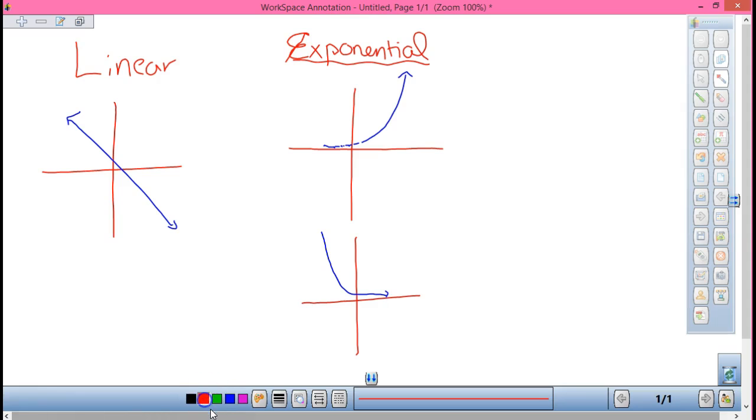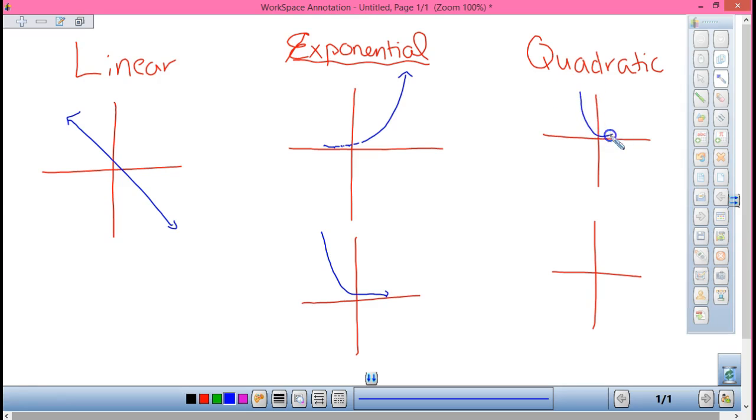Okay, and the third ones that we did were quadratic, and our quadratic graphs look like a what? Yep. And what shape do parabolas have? A U, yeah. Okay, so our quadratic graphs can look like that, or like that. Okay, not so bad, right?